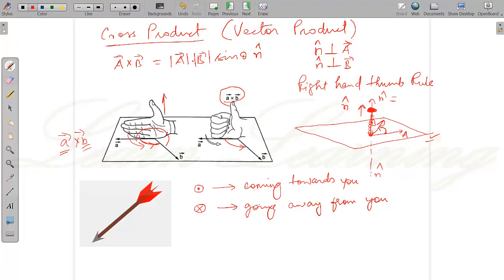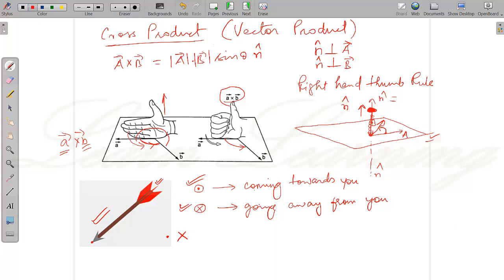Now for representation, since from here on we will be studying only on a 2D plane, we can imagine it this way: this symbol represents a vector coming towards you, and this symbol represents a vector going away from you. How can you remember it? Think of an arrow. When an arrow is coming towards you, you just see a point. When an arrow is going away from you, you see its tail as a cross.